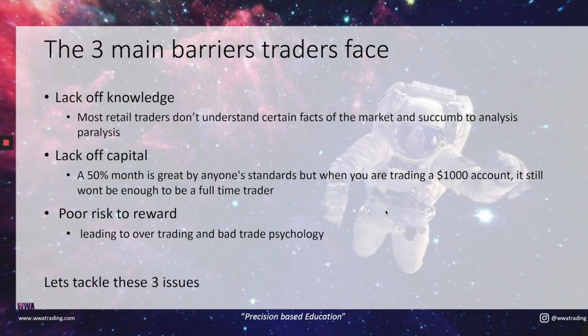Second of all is a lack of capital. What do I mean by this? A 50% return on your account would be considered a phenomenal return by any trader's standards. But if you are only trading a $1,000 account, this would not be sufficient to become a full-time trader. And as I mentioned previously, having a poor risk-reward ratio affects your whole portfolio because now you have pressure on your win rate and now your psychology becomes a huge factor. So let's tackle these three issues one by one.